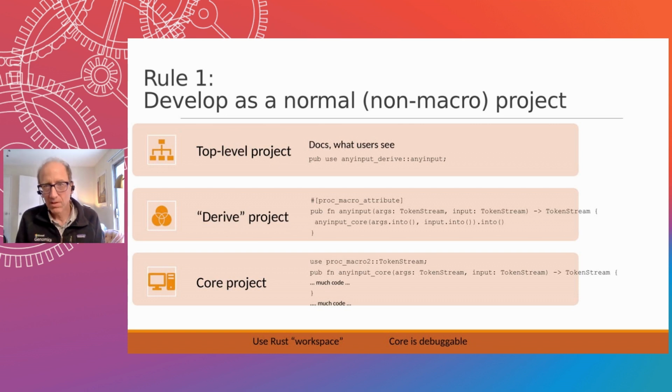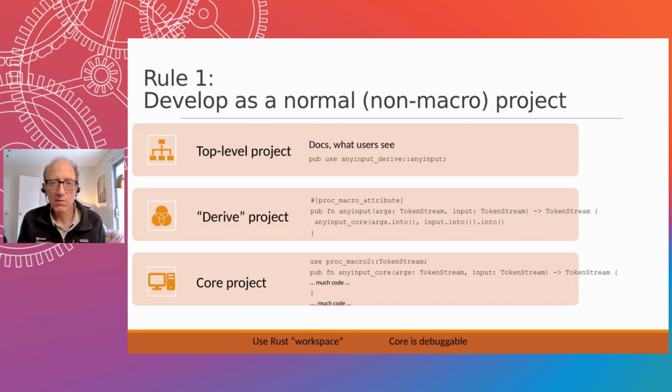So we've had 2 levels that have done almost nothing. The core project is where the real work gets done. We define a function. In this case, I called it anyinput_core. It takes some inputs of type token string and returns a token string. Now we'll actually write a bunch of code that'll do the conversion of the code that we want. So the user will give us, in the anyinput case, a function, and we'll see this in a bit, and then we'll return the modified function. And we can have lots of other code for helper functions and all kinds of data structures and unit testing.